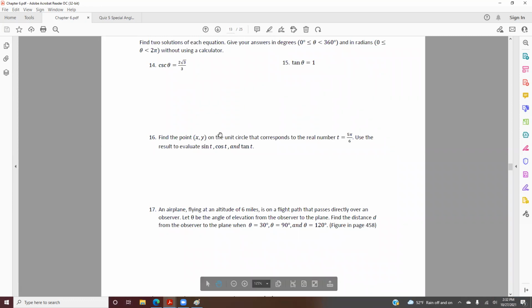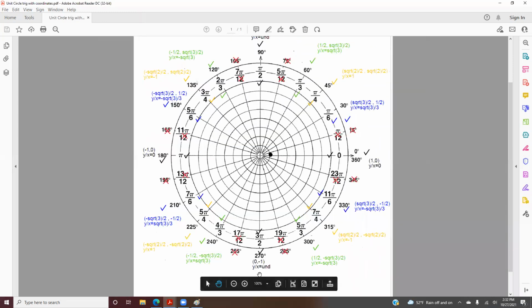So when they ask you to figure out, like number 16, given that t is 5 pi over 6, you have to figure out what is sine t, cosine t, and tangent t. Find a point. Now the xy, if you look at 5 pi over 6, is very easy to do. Question 16 is if you have a unit circle. So where is 5 pi over 6? 5 pi over 6 is this one, right? What is the coordinates of that? It will be negative square root 3 over 2 and 1/2.